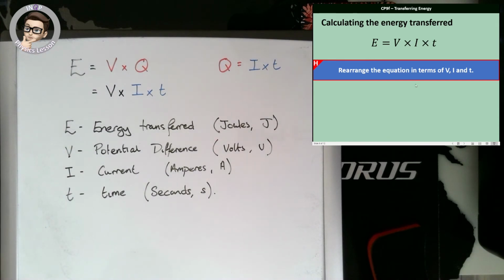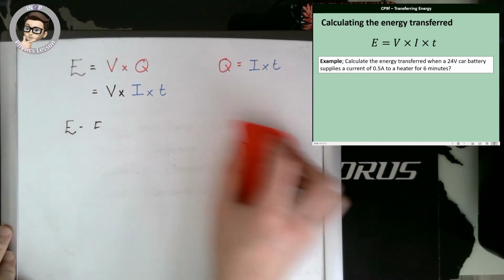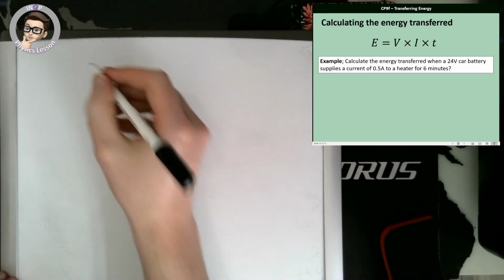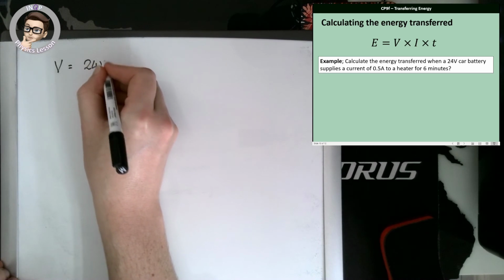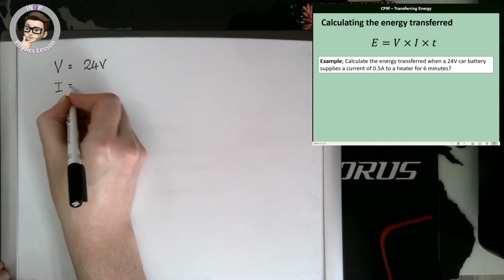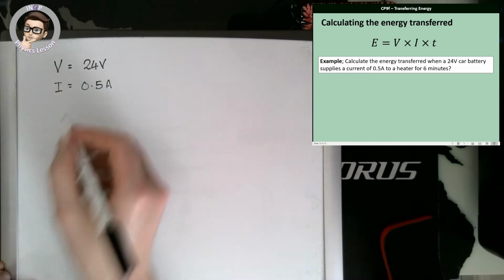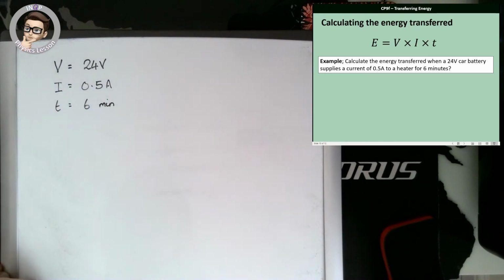I think we should do an example to make sure we can use this equation correctly. So in our question here, we're told that we want to calculate the energy transferred when a 24 volt car battery, so I know that's V, so I'm going to write that down, supplies a current of 0.5 amps, so I is 0.5 amps, to a heater for 6 minutes. So 6 minutes is my time.